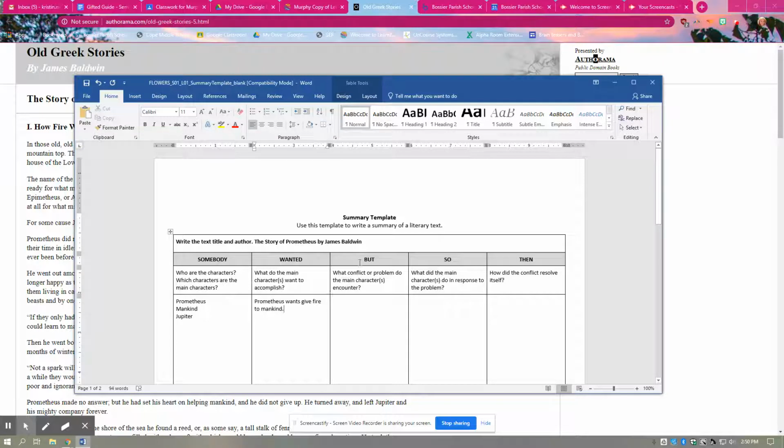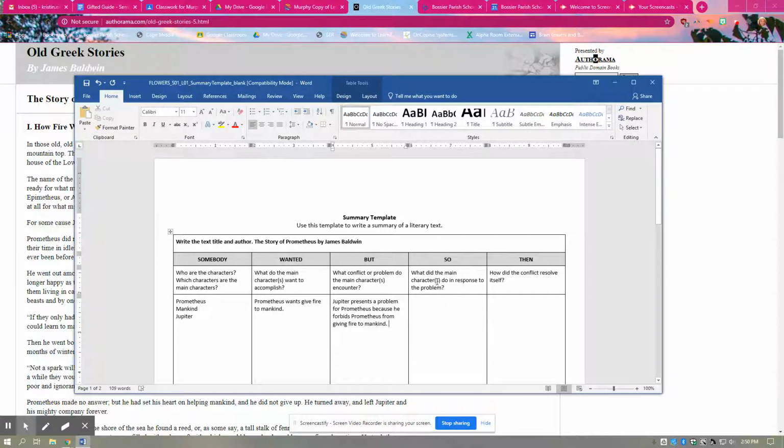When we look at the "but," we get to the conflict or the problem that the main character has, and this is where Jupiter presents a problem for Prometheus, because he forbids Prometheus from giving fire to mankind.